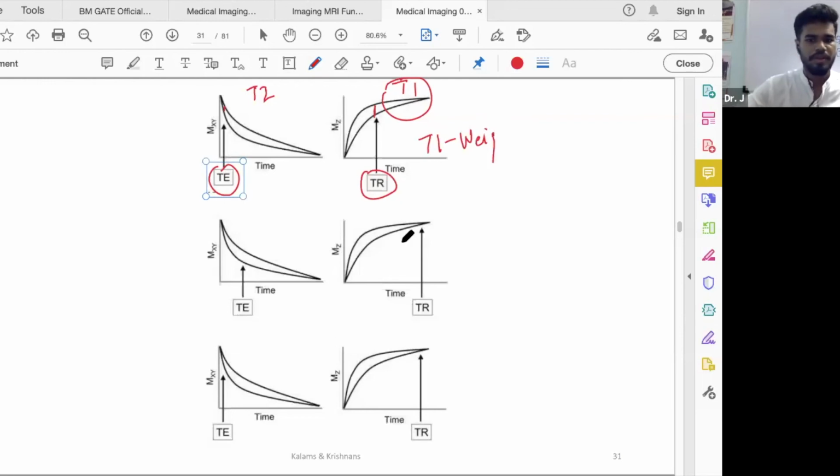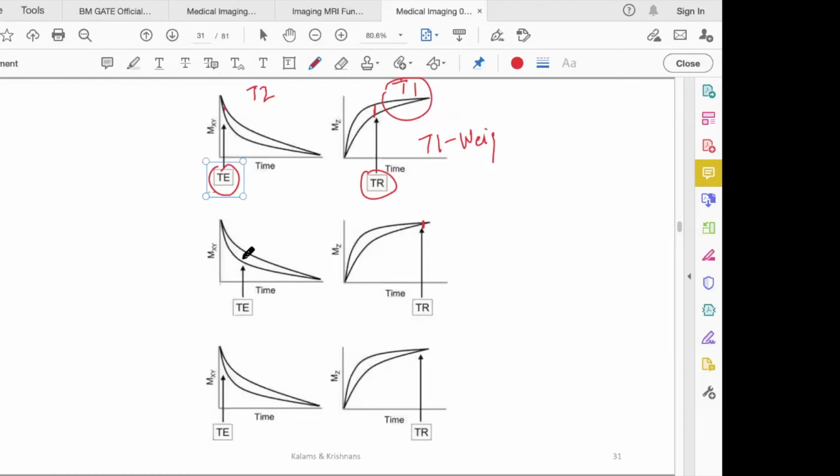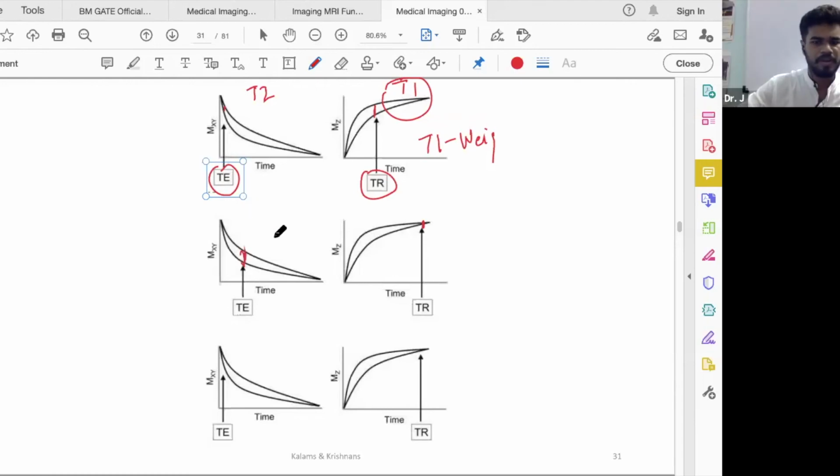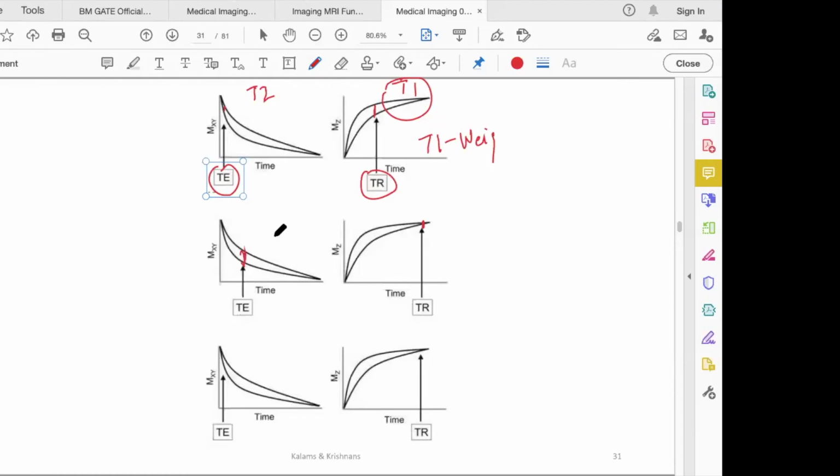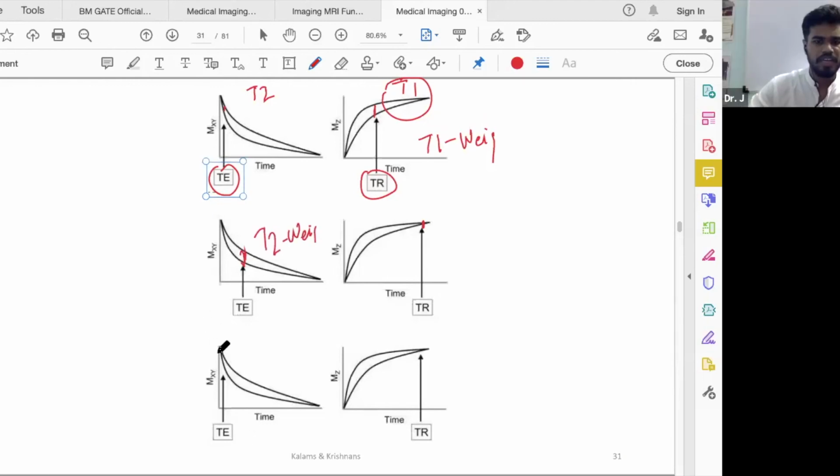Okay. When you have a long TR, and again this is long TE, suppose. What is the kind of image we will get here? T2, sir. T2 weighted. Okay, we will get a T2 weighted image. Okay, and finally, we get some minor difference over here and some minor difference over here. So neither of these is really enhanced. Both of them have some contribution. What will be the kind of image we get?